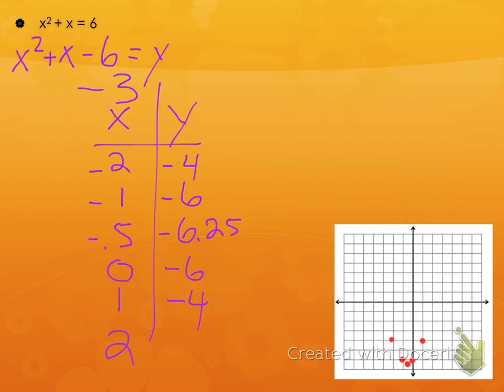So I'm going to do 2 and negative 3, and when I plug in each of those, I get 0. Then I can include those points when I plot these, and go ahead and connect my dots, like that. So it crosses my axis at these two points, so x is equal to 2, and x is equal to negative 3.